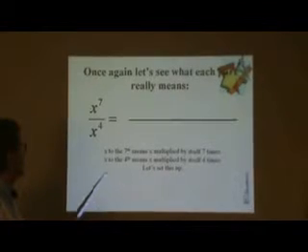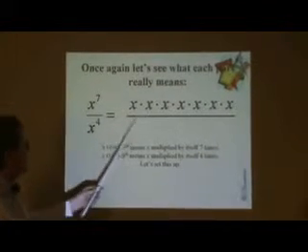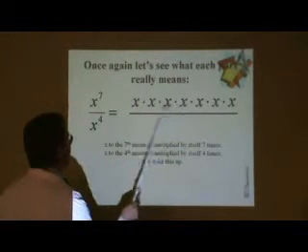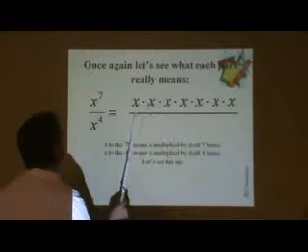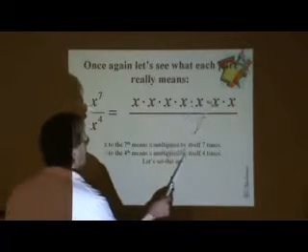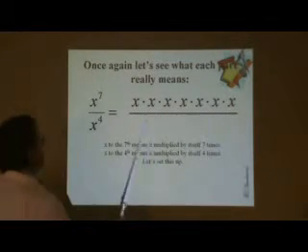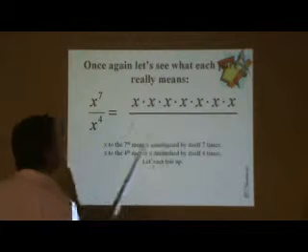Well, bam, that's what it means. x times itself 7 times. How many x's do I have here? x times x times x times x times x times x times x. That's 7 of them, all multiplied by each other.